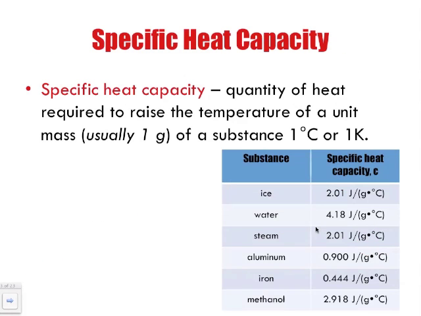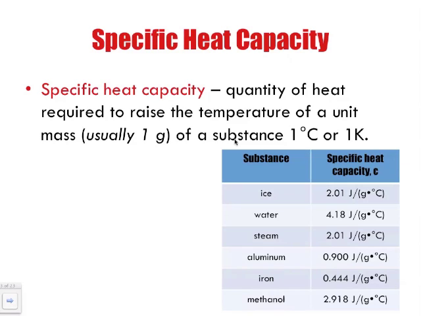Now, specific heat capacity, just to really look at what it means. It means the quantity of heat required to raise the temperature of a unit of mass, usually 1 gram of a substance, by 1 degree Celsius. So if I've got a gram of something, how much heat, how much energy is required to raise that 1 gram of that substance by a temperature of 1 additional degree.